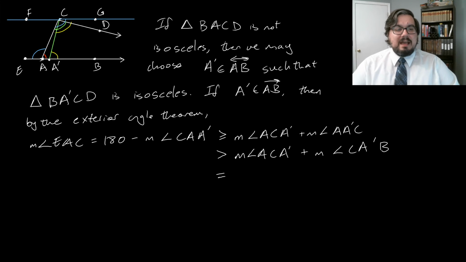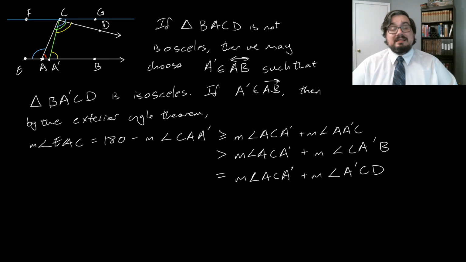Now we have that the measure of CA prime B, that's the yellow angle at A prime, has to have the same measure as the angle A prime CD, because that's how we chose A prime, to give us an isosceles closed triangle here. But by angle addition, we have the measure of angle ACA prime plus the measure of A prime CD has to be equal to the measure of angle ACD, which was in fact what we were trying to show.